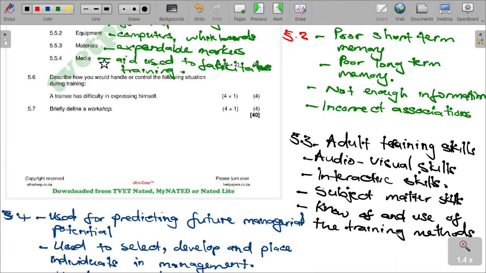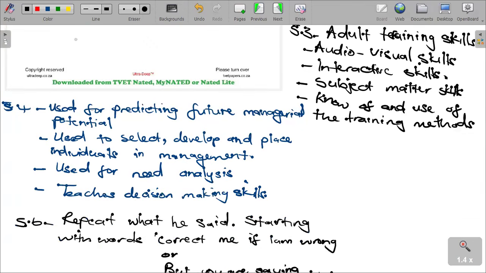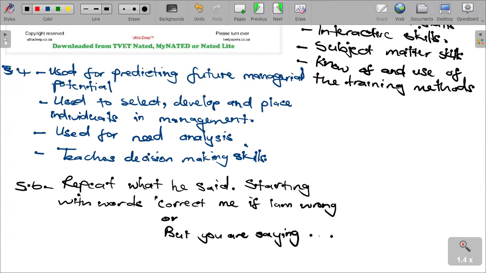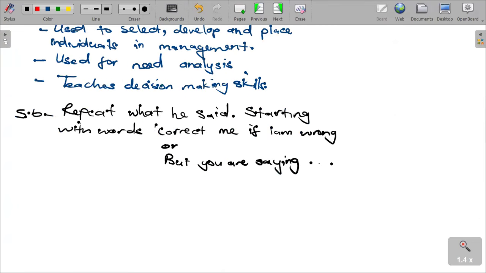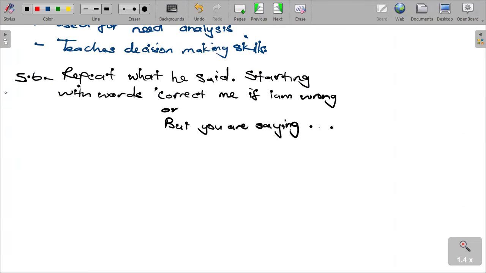And then question 5.7. Briefly define a workshop, right? We're going to define what is a workshop. A workshop is a gathering of people to discuss and solve problems. When people are gathered to discuss or to solve a problem, that's what we call a workshop.